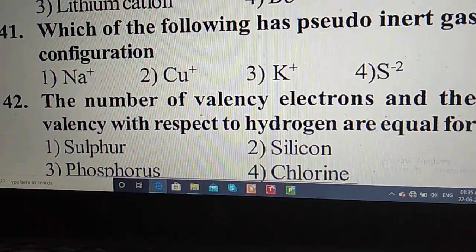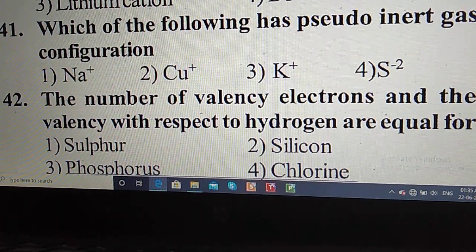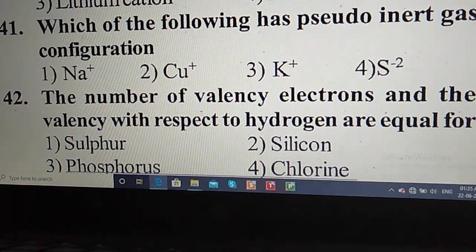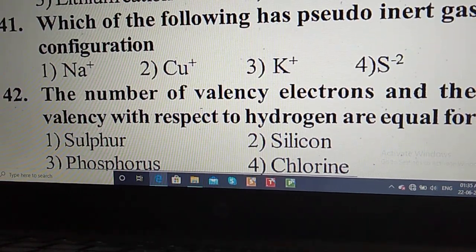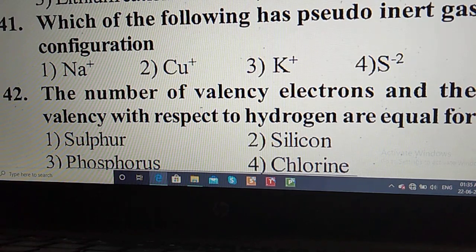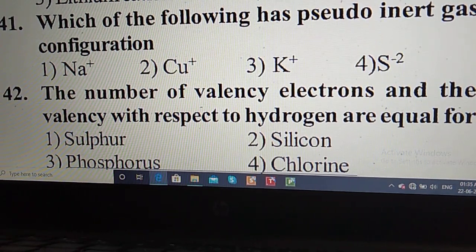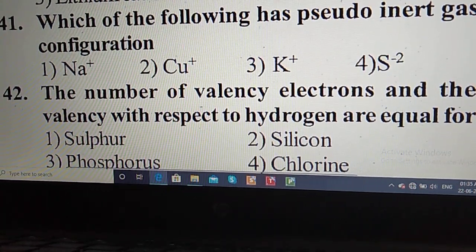Dear students, you should know what the pseudo inert gas configuration is. Pseudo inert gas configuration means there are 18 valence electrons instead of 8 electrons like an octet. It is not like an octet. There are 18 electrons in their valence shell. That is what is known as the pseudo inert gas configuration.